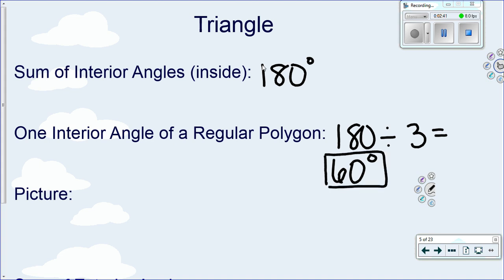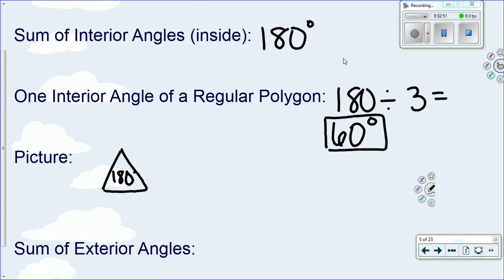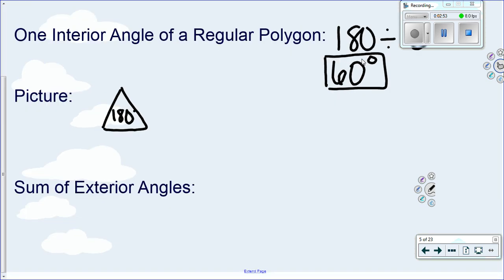A picture would be just a picture of a triangle. We know there are 180 degrees inside, so I'm going to notate that. And the sum of my exterior angles equals 360 degrees.